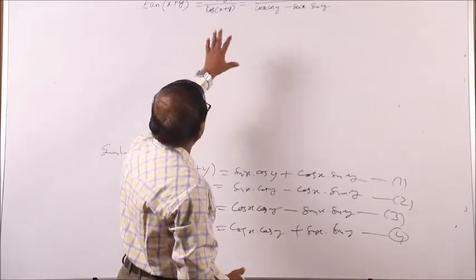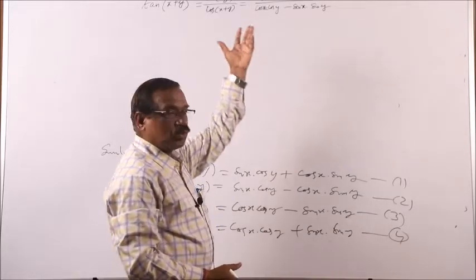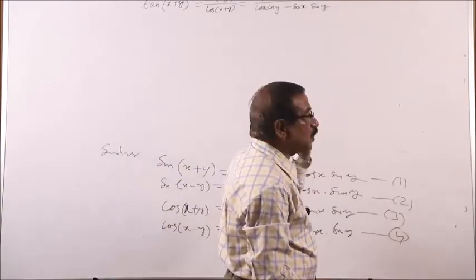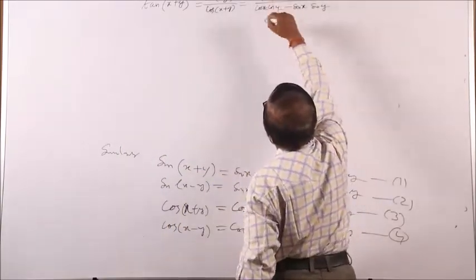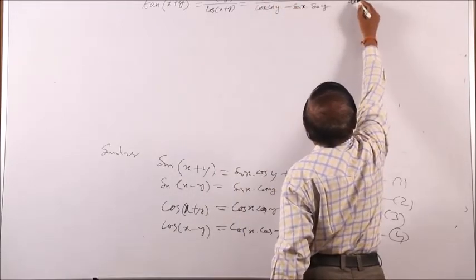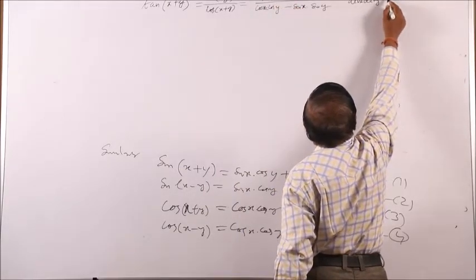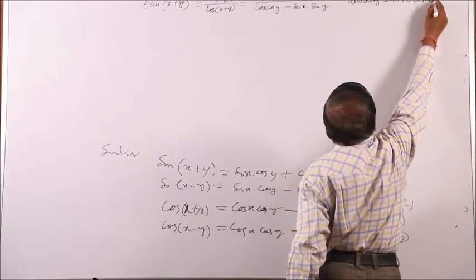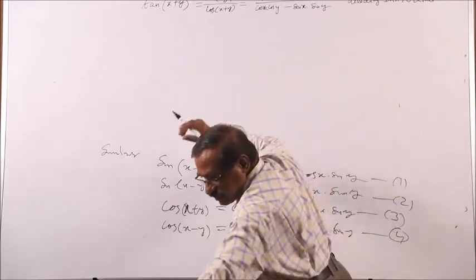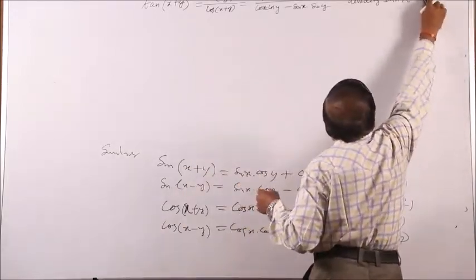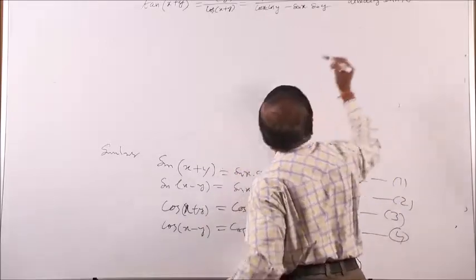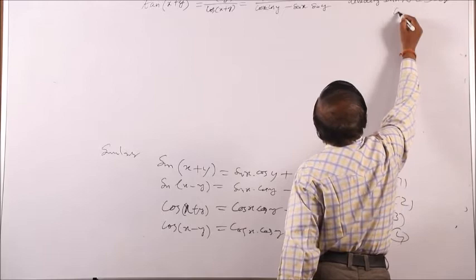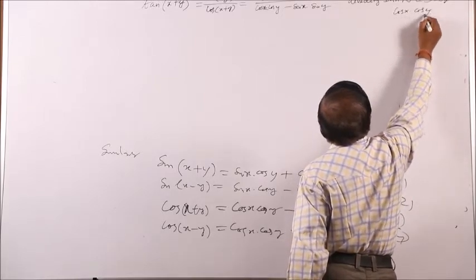Now, we have to convert to tan. We know very well that tan is nothing but sin by cos. So, how will we get tan here? You see, dividing both numerator and denominator, in short we write NR and DR, by cos x into cos y.